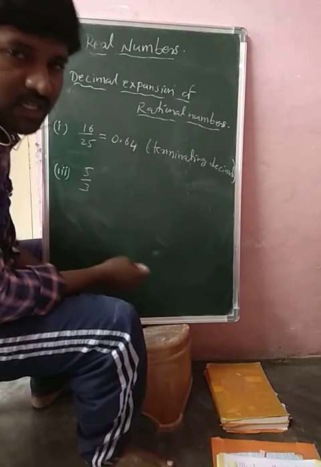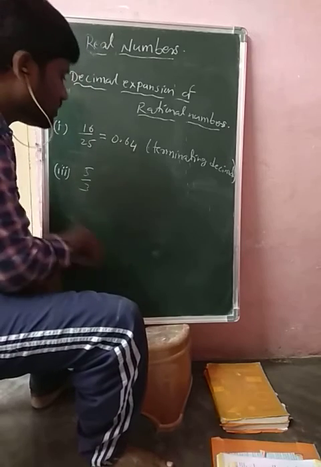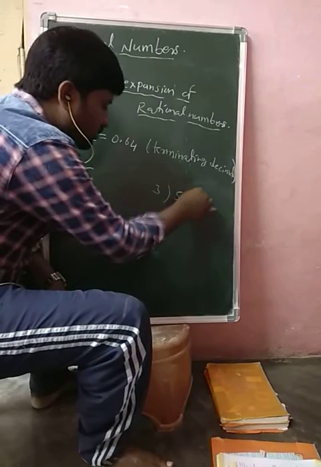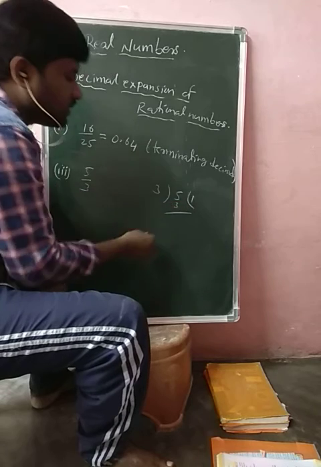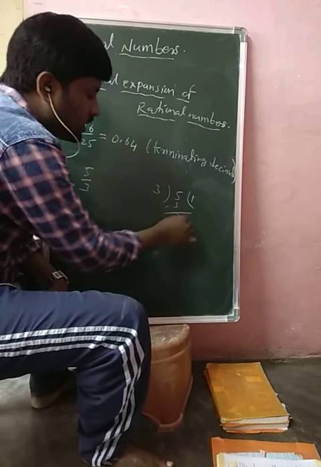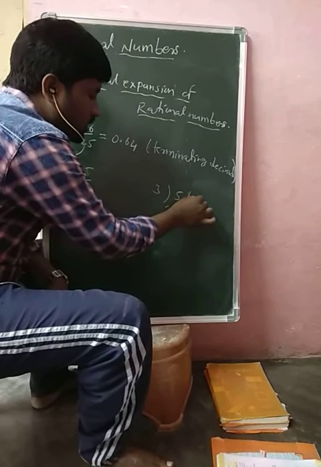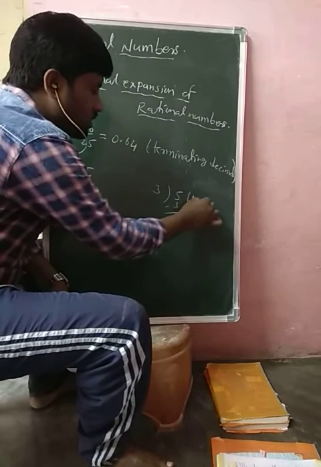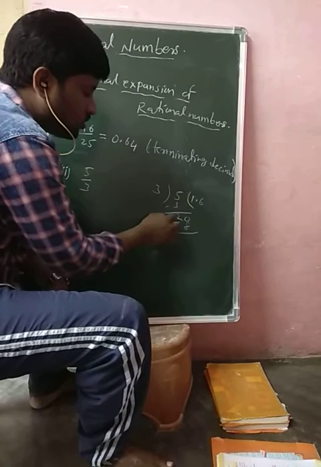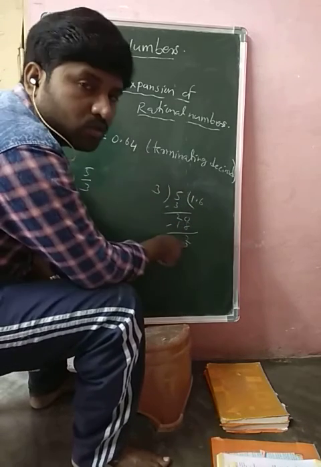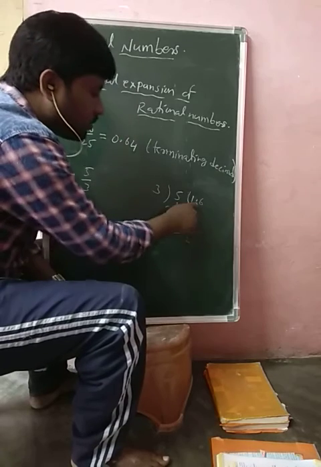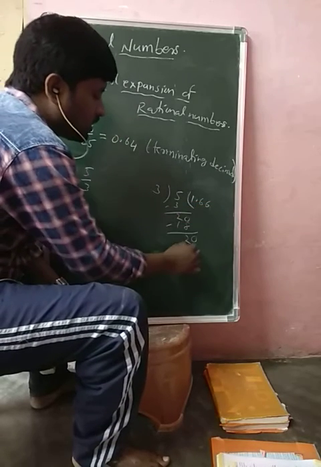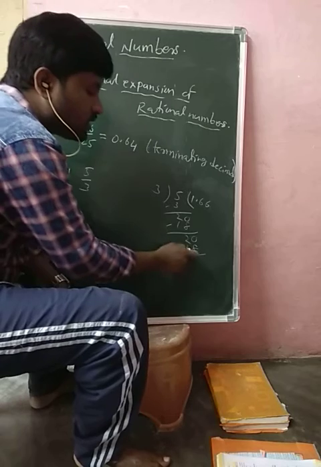Again I am taking one more number, 5/3. Just now I took 3/5, now let's take the reverse. 3 1s are 3. 5 minus 3 means we get 2. Take here point, right, here 0. 3 6s are 18. 20 minus 18 means we get 2. Already point is there, take one more 0. Again 3 6s are 18. 20 minus 18 means 2.